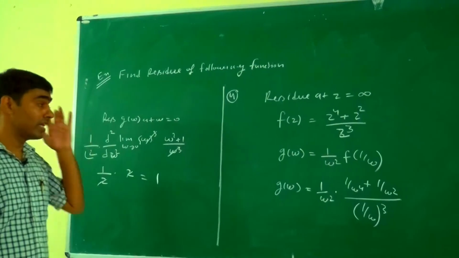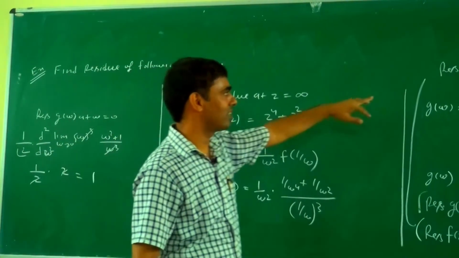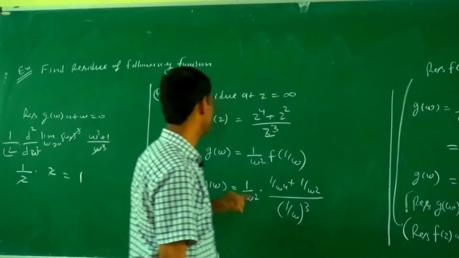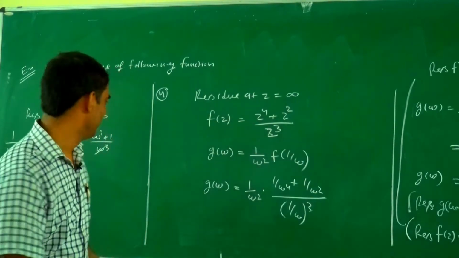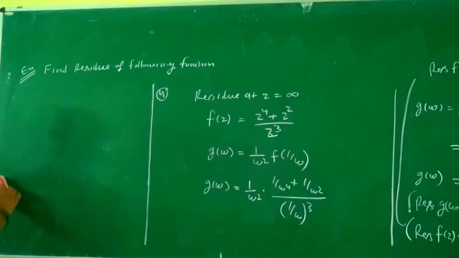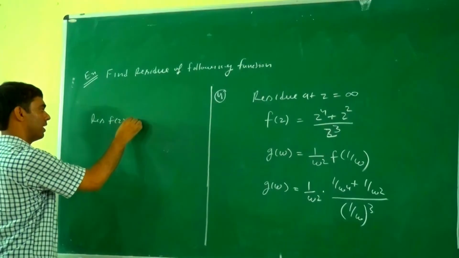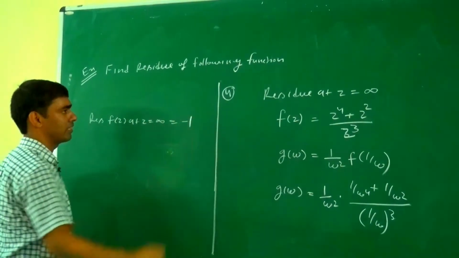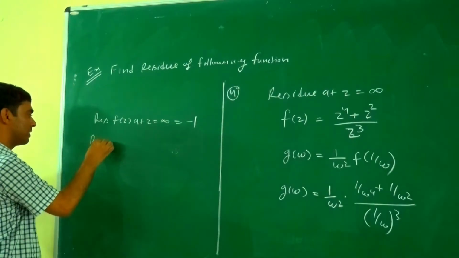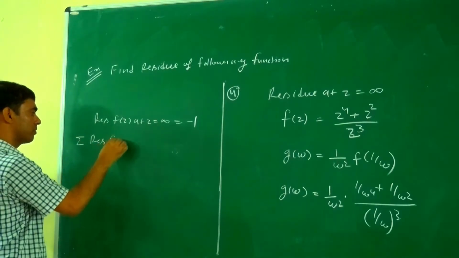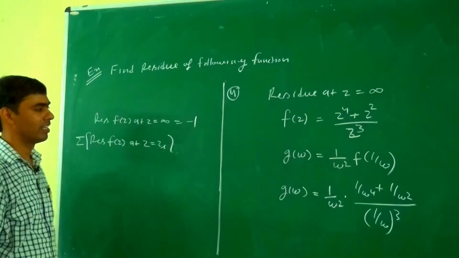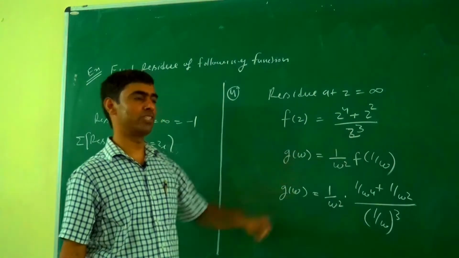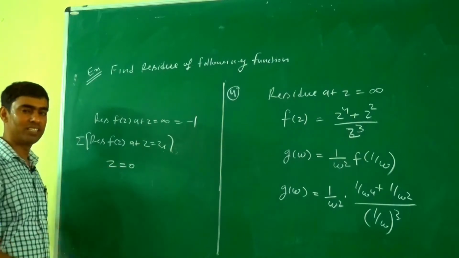Now one more interesting property. The residue of F(z) at Z equal infinity is minus 1, as we calculated here. Now consider the sum of residues of F(z) at the finite number of other singular points. How many other singular points are there? Z equal to 0 is the only singularity.